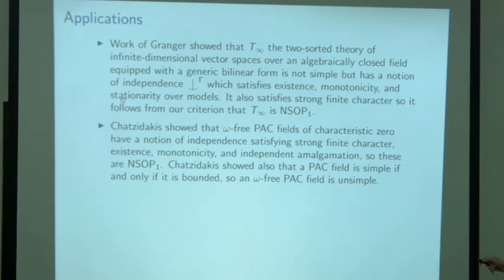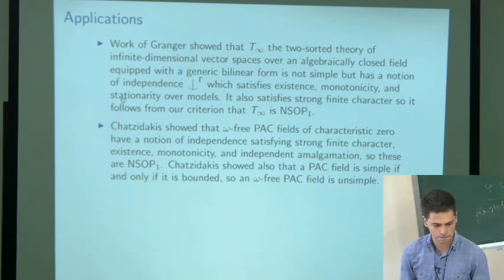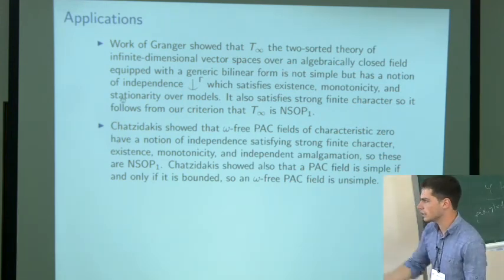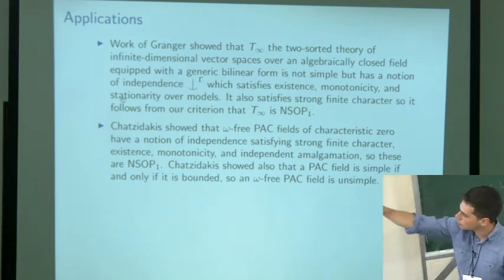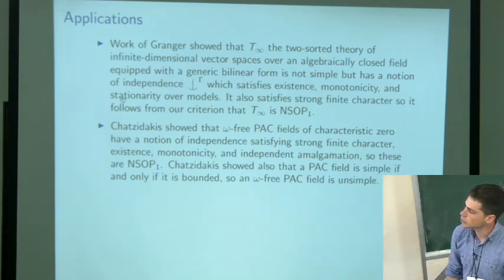And moreover, it's a general fact that a PAC field is simple if and only if it's bounded, if and only if it has finitely many degree n extensions for every n. So if you're omega-free, then that means you're unsimple. So sorry, to say that you're an omega-free PAC field means that you have some elementary submodel such that the Galois group of that submodel is the free profinite group on countably many generators. Okay, so it's not bounded. And so this is an unsimple theory, which we now know is NSOP 1.